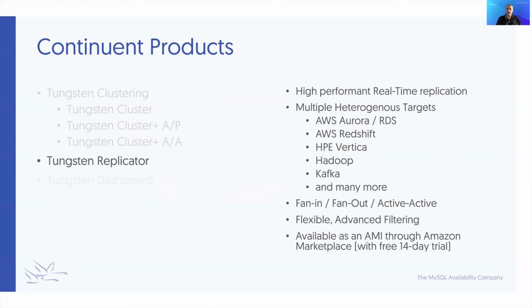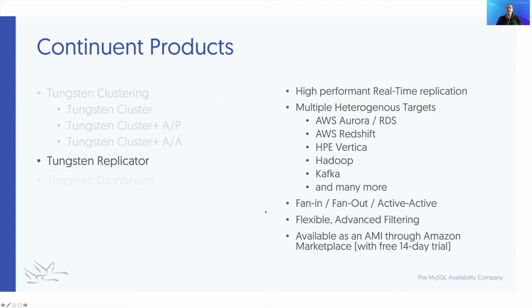Replicator can also extract from those same environments, but in addition, the replicator can also extract from AWS Aurora RDS instances. And then in terms of our heterogeneous targets, we can write in real time to a number of targets. So Redshift, Vertica, Hadoop, Kafka, many, many more. And all of this is done in real time.